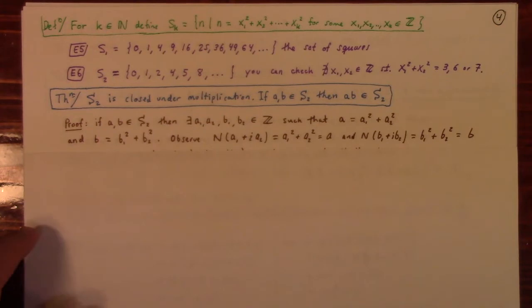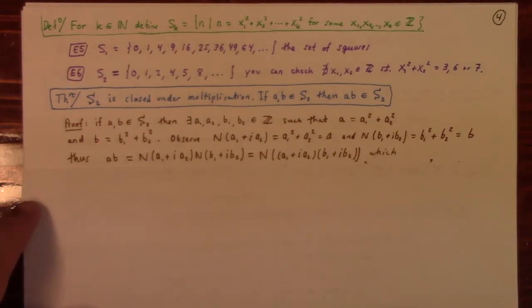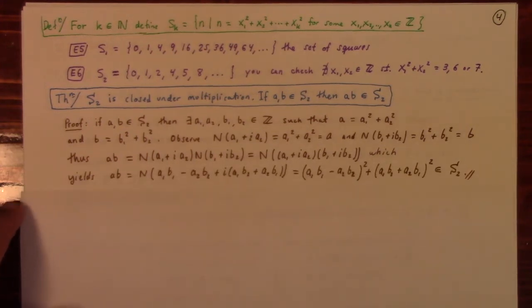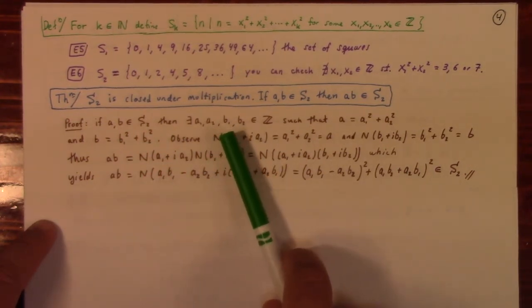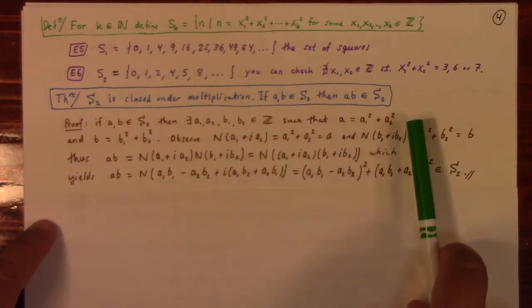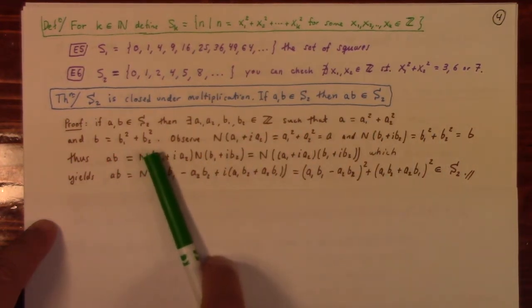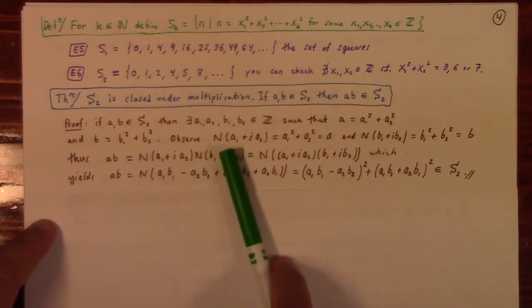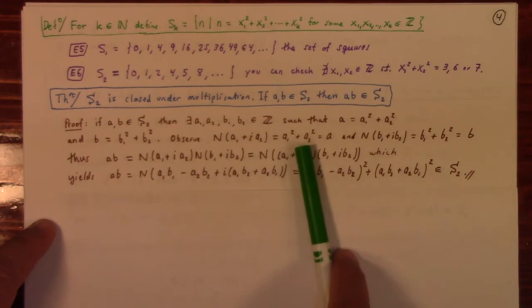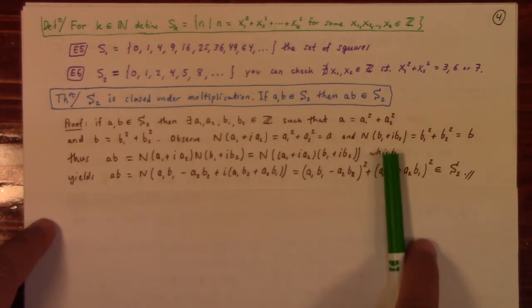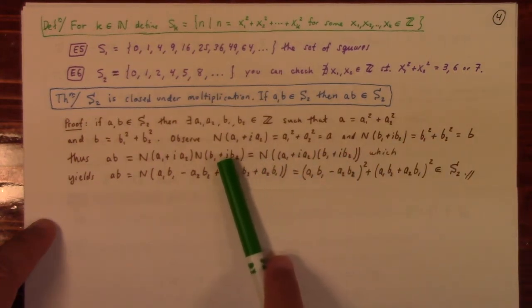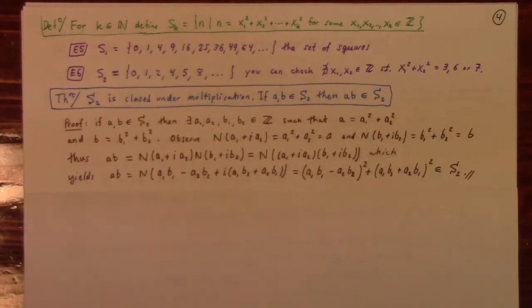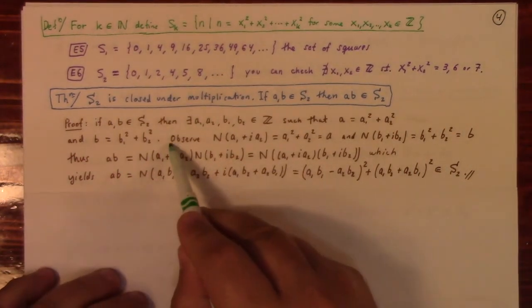So these formulas are old, but the way I'm going to look at them is not the way those ancients looked at it. I'm going to look at it in terms of Gaussian integers. And so here it is. If we have a and b in S2, that means that there exist a1, a2, b1, b2 such that a is equal to a1 squared plus a2 squared, and b is equal to b1 squared plus b2 squared. Now, that means that we can write the norm of a1 plus i a2 as a1 squared plus a2 squared, which is a, and the norm of b1 plus i b2 as b1 squared plus b2 squared, which is b. Right? So this observe step is a very sneaky step, okay?